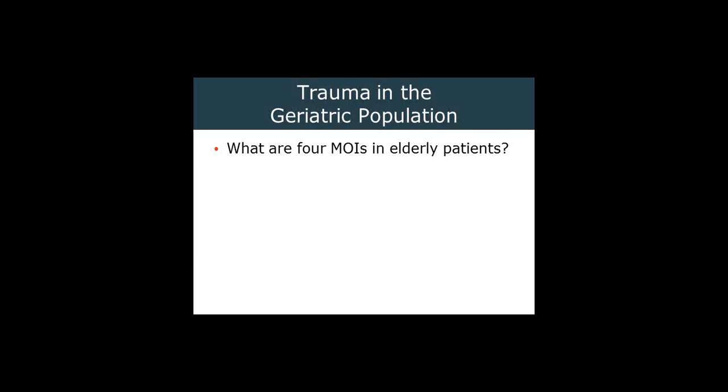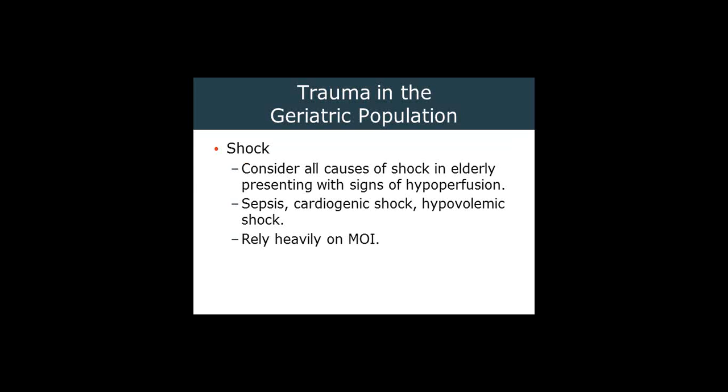So trauma. What are the four major mechanisms of injury in the elderly? Motor vehicle collisions and falls being very significant. Violent crime and burns are also very significant.